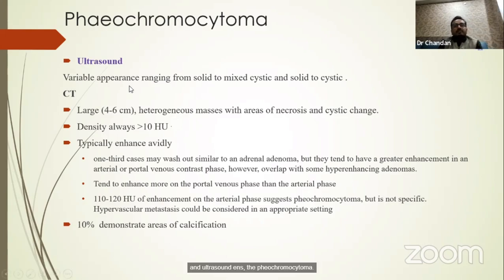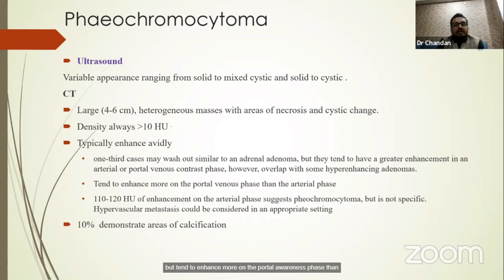On ultrasound appearance, the pheochromocytoma can be seen as a solid to mixed cystic and solid to cystic lesion. On CT, the lesion appears as a heterogeneous mass with areas of necrosis and cystic changes. Density is always greater than 10 HU, and it typically enhances avidly. One third of the cases may wash out similar to adenoma, but they tend to have a greater enhancement in the arterial and portal venous contrast phases. However, there is overlap with some hyper-enhancing adenomas.